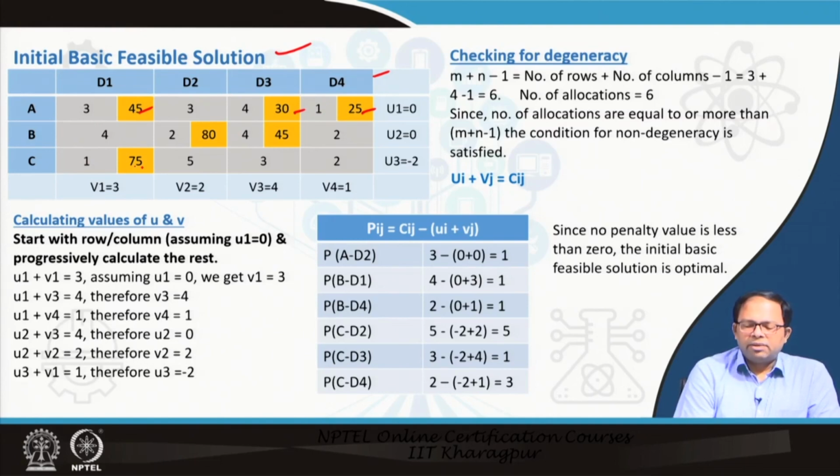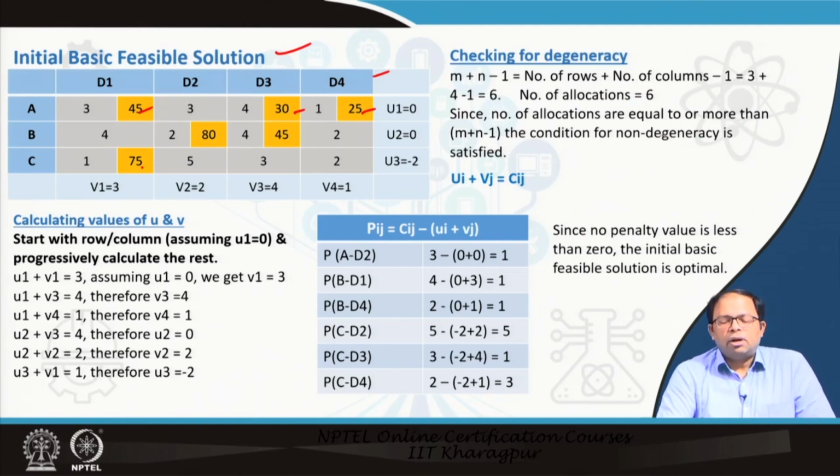We first check for degeneracy, m plus n minus 1, that is, the number of rows plus the number of columns minus 1. That comes to 3 plus 4 minus 1, which is 6. So the number of allocations is 6, and that is fine. Since the number of allocations is equal to m plus n minus 1, the condition for non-degeneracy is satisfied. So we can go ahead.